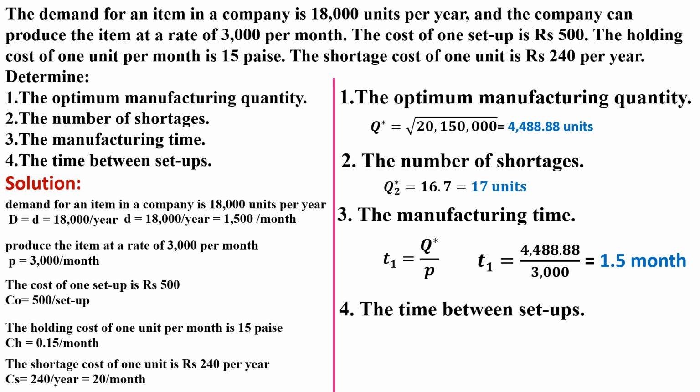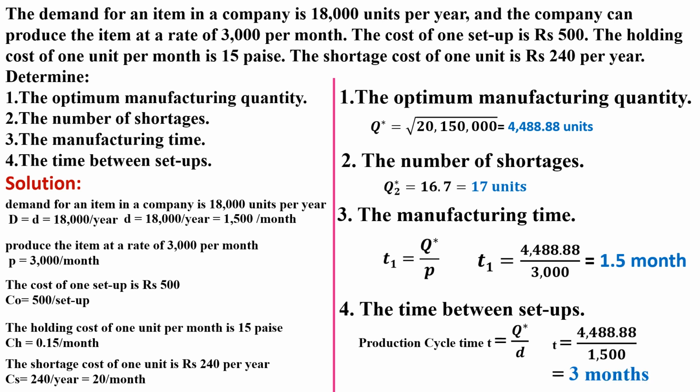Next we determine the time between the setups, which is nothing but the production cycle time. We know the formula: total time small t equals Q star divided by demand rate small d. Then substitute the Q star value and the d value. So we will get the production cycle time, or time between the setups, equal to 3 months. So this is the solution, and thank you.